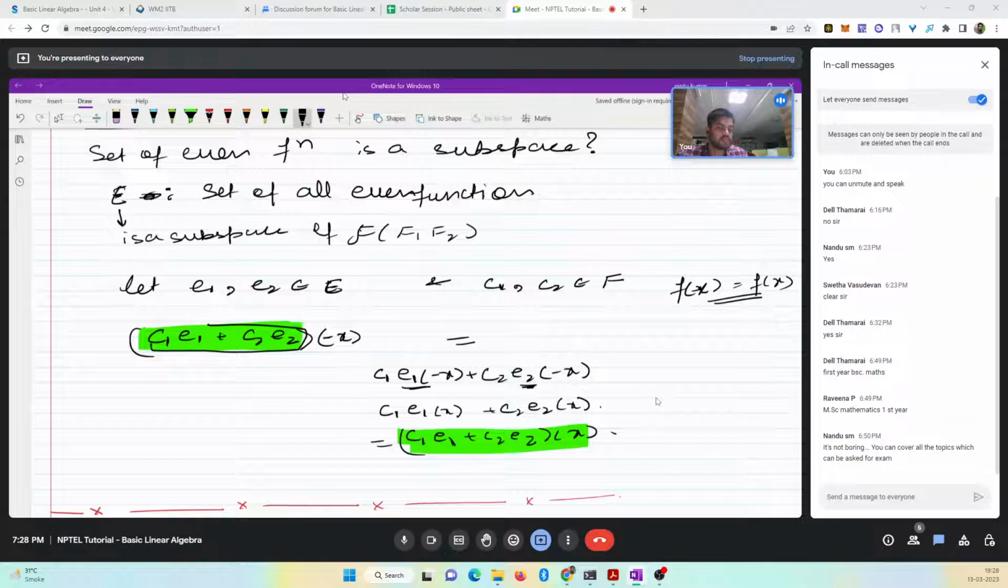So this completes the proof that the set of even functions is a subspace, or you can say that it is also a vector space. Okay.